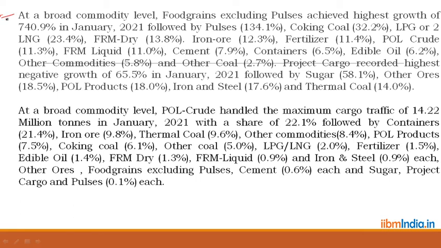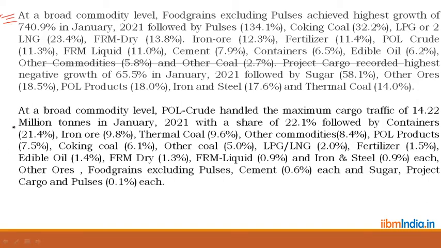At the commodity level, food grains excluding pulses achieved the highest growth of 749.9% in January 2021, followed by pulses 134.1, coking coal 32.2, LPG or LNG 23.4, FRM dry 13.8, iron ore 12.3, fertilizer 11.4, fuel crude 11.3, FRM liquid 11, cement 7.9, containers 6.5, edible oil 6.2, other commodities 5.8 and other coal 2.7.